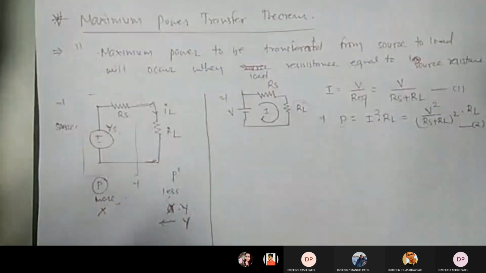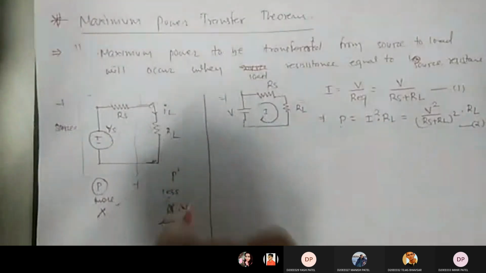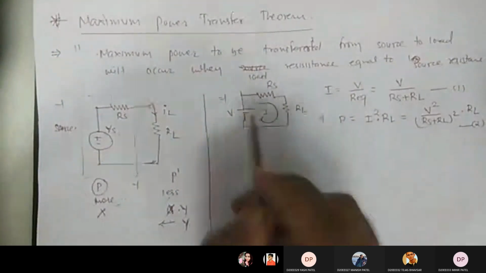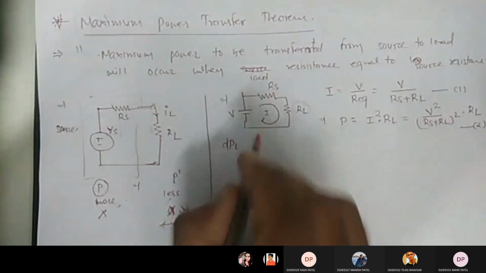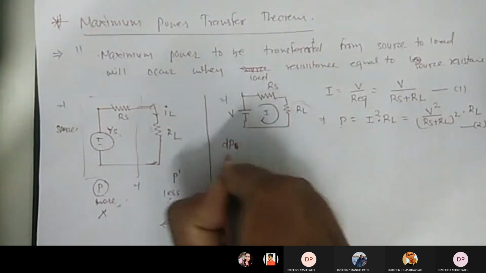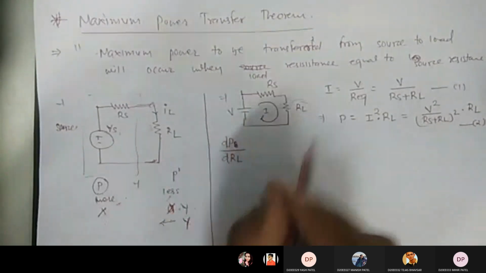Now we want to find out the maximum amount of power. So what do we have to do? We have to check the rate of change of power with respect to RL. So I will take the differentiation of power, that is dP divided by dRL, the rate of change of power with respect to RL.